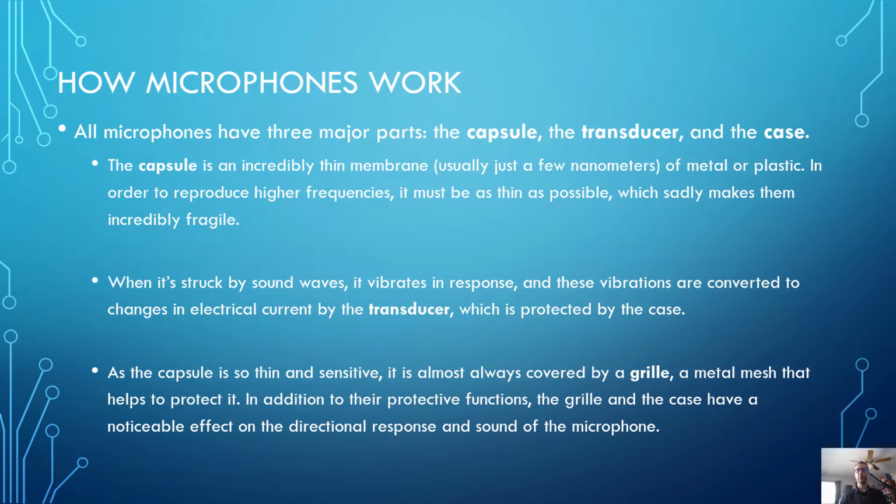As the capsule is so thin and sensitive, it is almost always covered by a grill, a metal mesh that helps to protect it. In addition to protecting it, the grill and the case have a noticeable effect on the directional response, how it picks up sound, and the overall quality of sound and the color of the sound of the microphone.